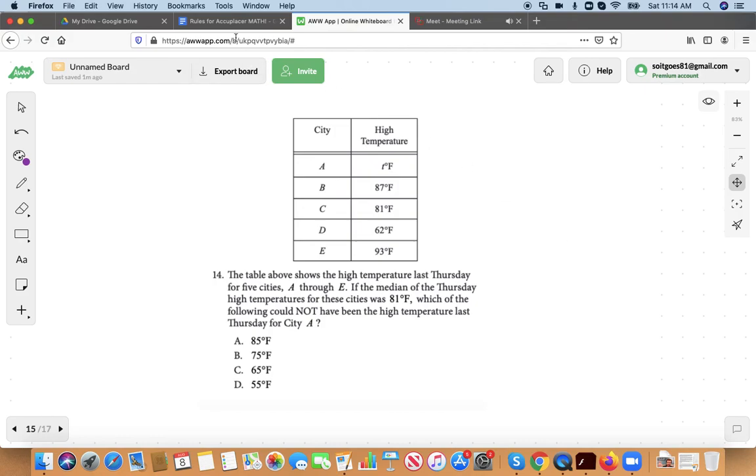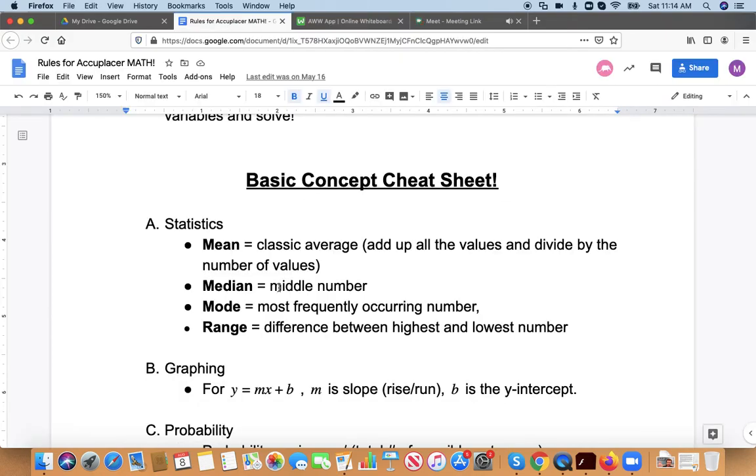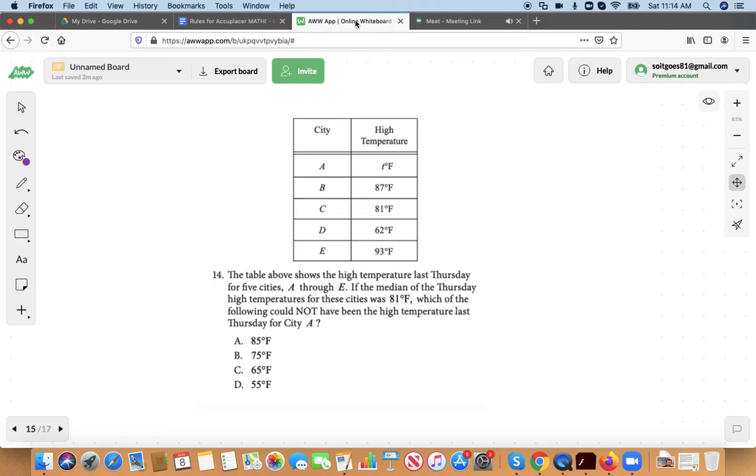And again, it's on the basic concept cheat sheet. Check it out. Median just means middle number. Right there. So study that. Know that. Now here's the deal. When we talk about the middle number, it doesn't mean the middle number in a list. It means the middle number in a list from least to greatest or greatest to least. Does that make sense?